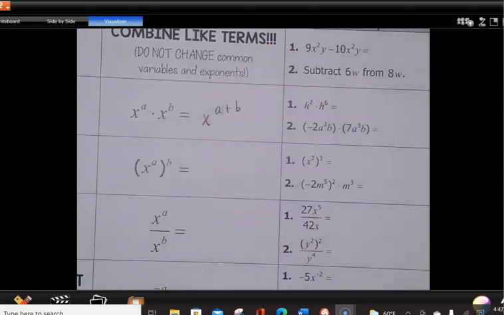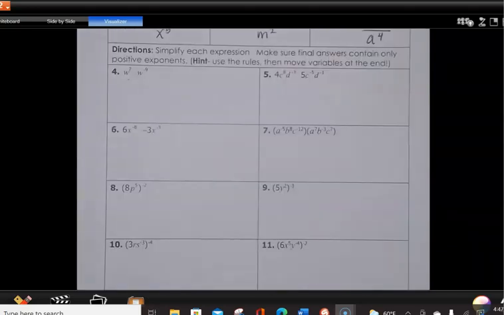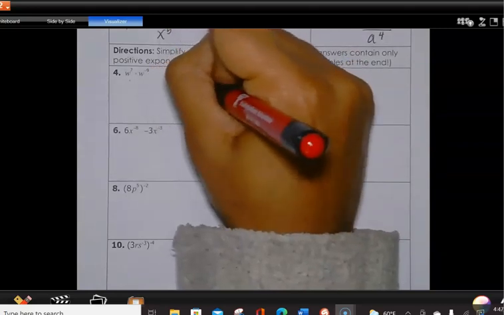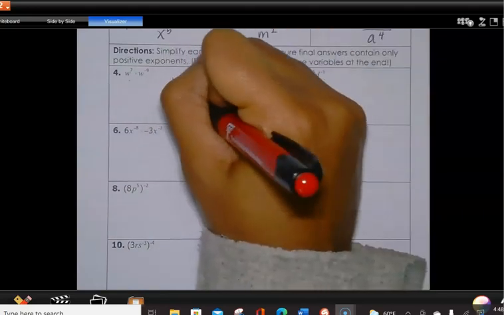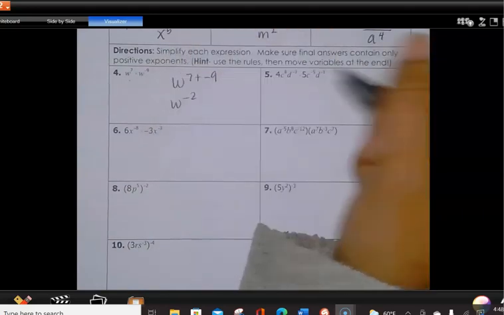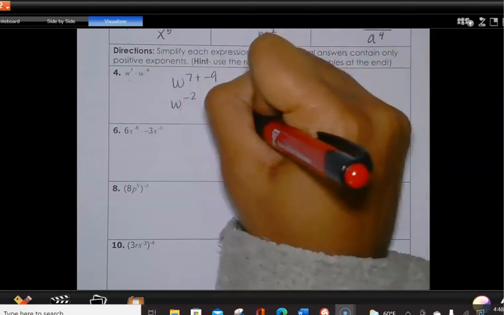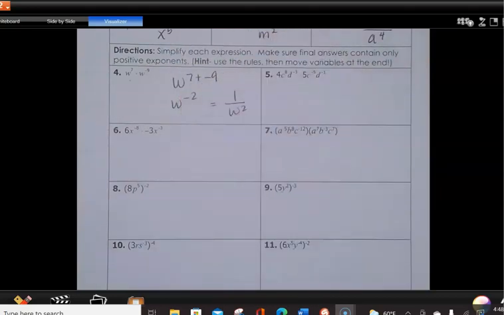You guys see that? So then on this one, because they're w's, I'm going to put w to the 7 plus negative 9. When I add that together, I'm actually doing subtraction. So I get w to the negative 2. And he's not happy where he is, so this becomes 1 over w squared. So that's the answer for number 4.